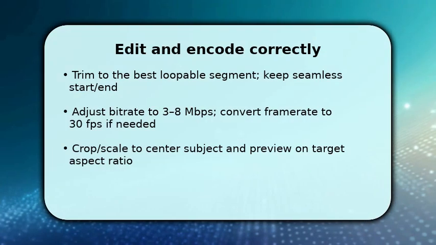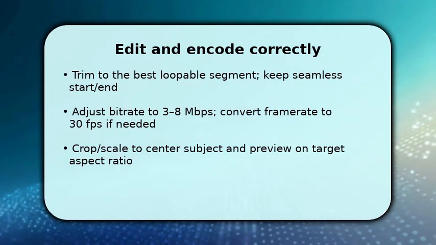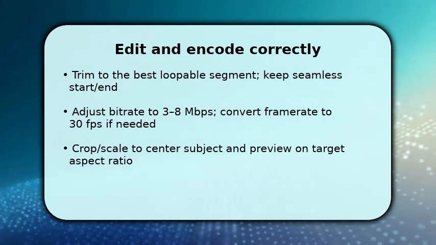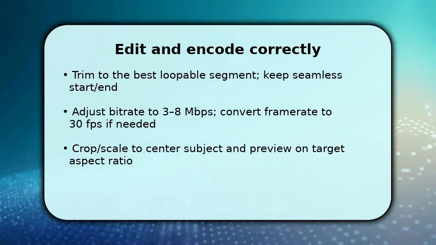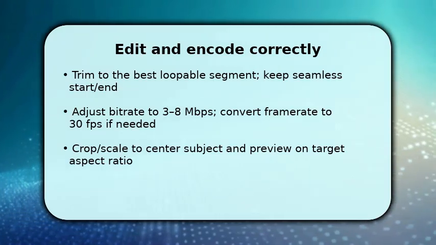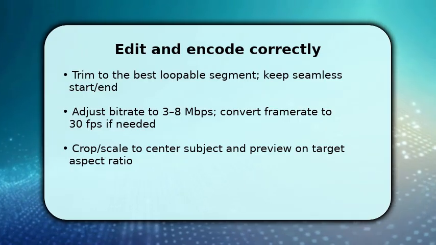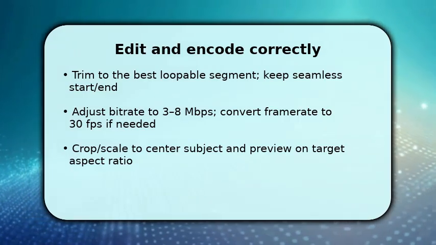You now refine the clip so it plays smoothly as wallpaper, trim to a loopable segment, and use a fade or match frames to hide the cut. Then re-encode with a moderate bitrate, typically 3.8 Mbps, and set 30 FPS for consistent playback across devices.